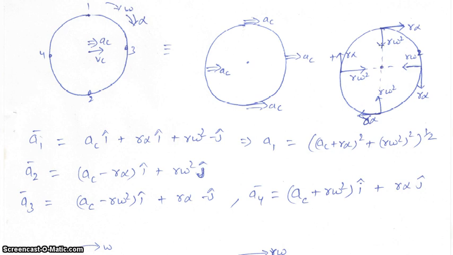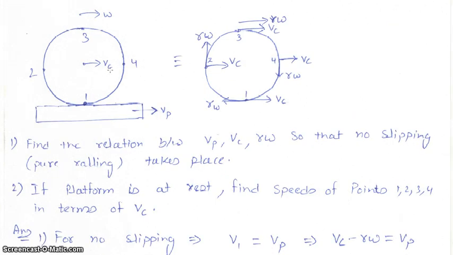In this diagram I have shown the centripetal acceleration and tangential acceleration of all the points. When we superimpose or vectorially add these vectors, we'll get the desired acceleration as written on this page. In this diagram we have to find the relation between the velocity of the circle and the plank, so that no slipping takes place at the point of contact.